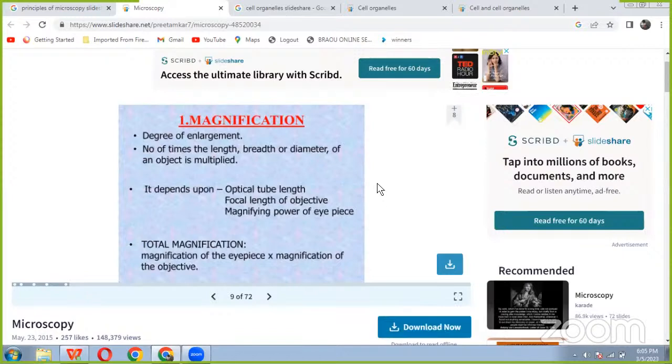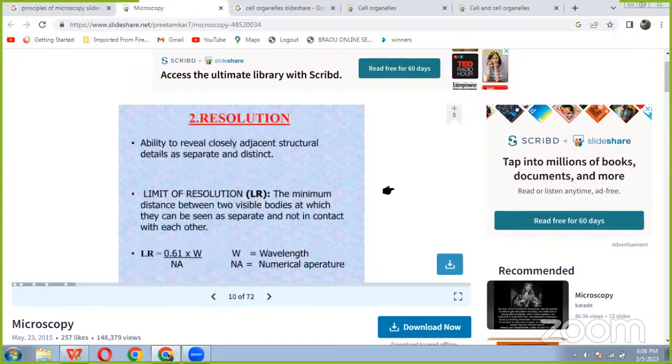Okay, these are the magnification of the microscope, different types of the microscope. Mainly, these are the items of the length, breadth, and the diameter objective as multiplied. And actually, it depends on the optical tube length and the focal length of the objective, and the magnifying power of the eyepiece, total magnification. We discussed the total magnification.